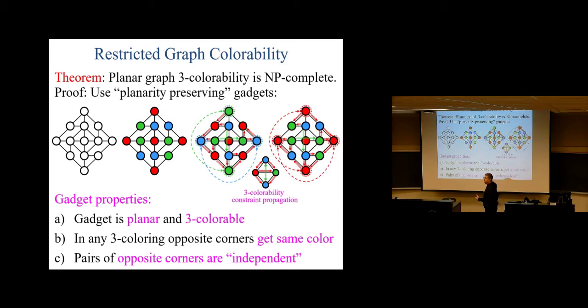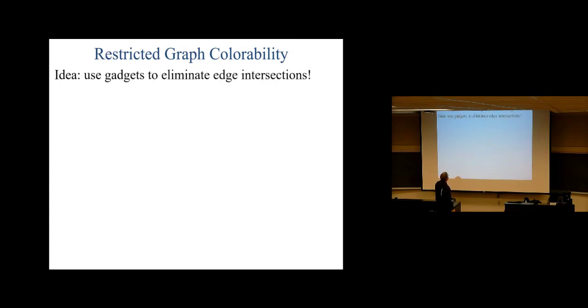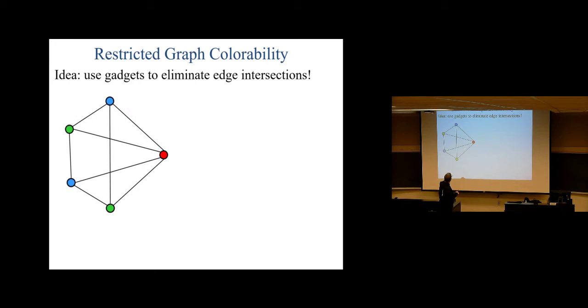Once you wrap your mind around this gadget, we're going to use it now to do local replacements. And here's how we're going to use it. So I'm going to basically eliminate edge intersections in a non-planar graph using this gadget to preserve colorability constraints. So let's say I have this non-planar graph. And by the way, this graph happens to be technically planar. I'm just drawing it in a non-planar way. How many see the difference?